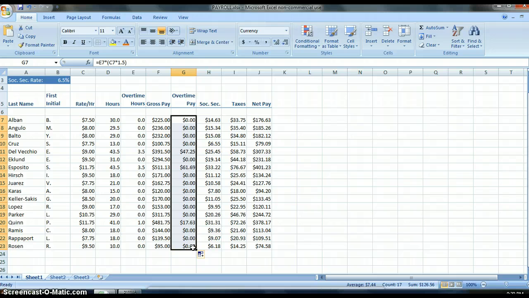We're now looking at step number 9. So we have to have a new gross pay formula because now we have some overtime pay that we have to include here.